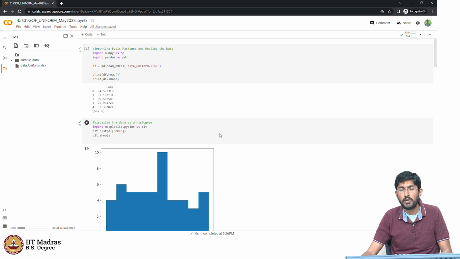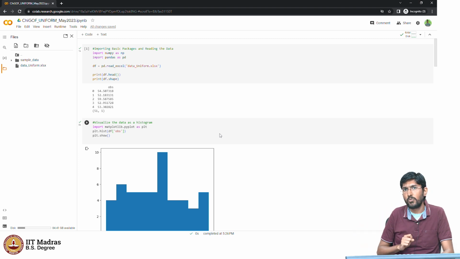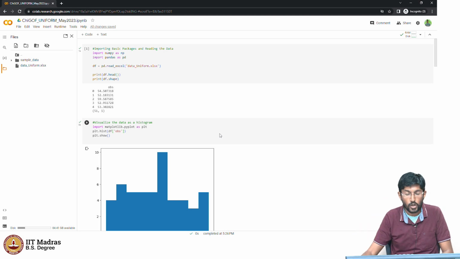So this tutorial we will stop here, and in the next tutorial we will see the same technique with a few catches that come up for a different data set.